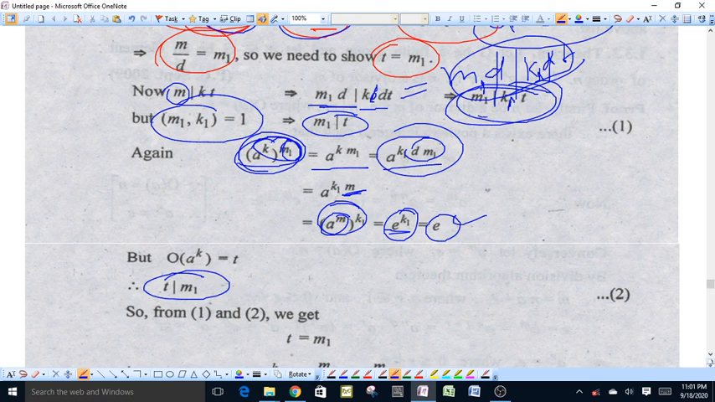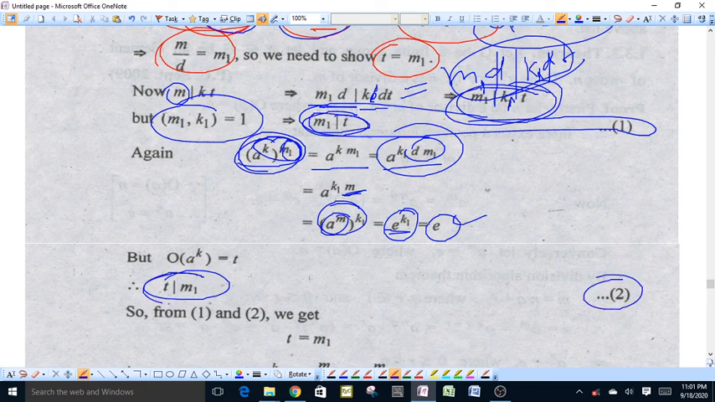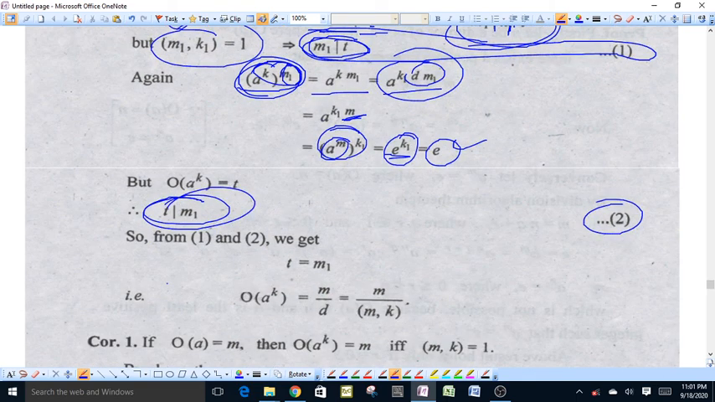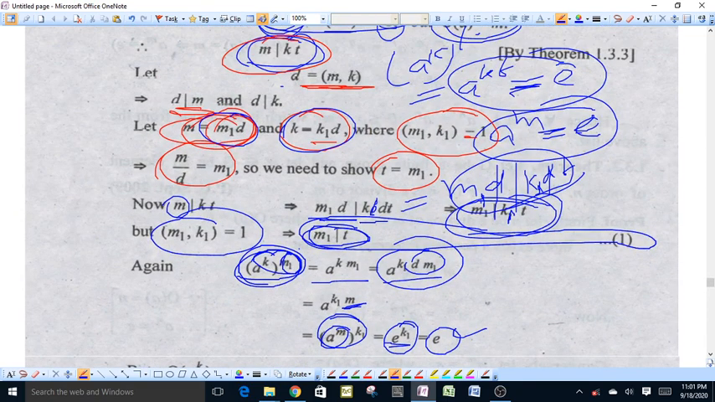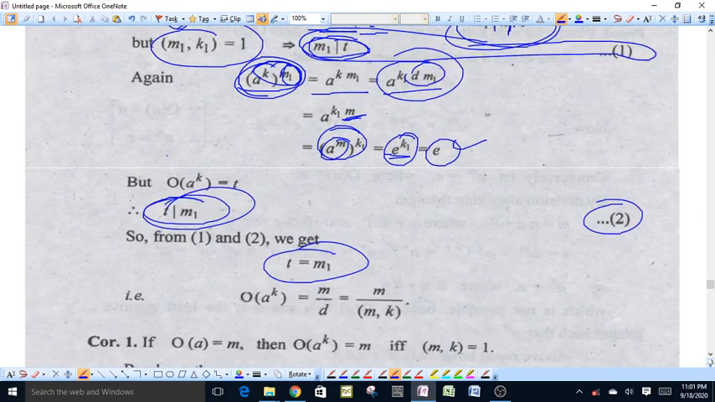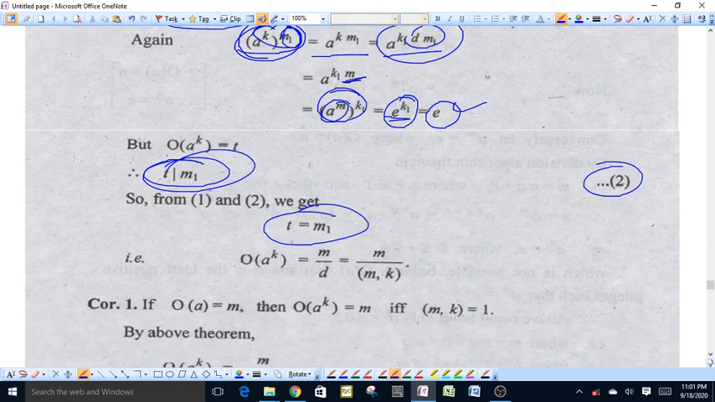Here in equation 1 we have that m1 divides t, and in equation 2, t divides m1. This is only possible when t is equal to m1, but m1 is equal to m by d, and d is the GCD of m and k. Therefore, the order of a raised to power k will be equal to m upon d, which is m upon GCD of m and k.